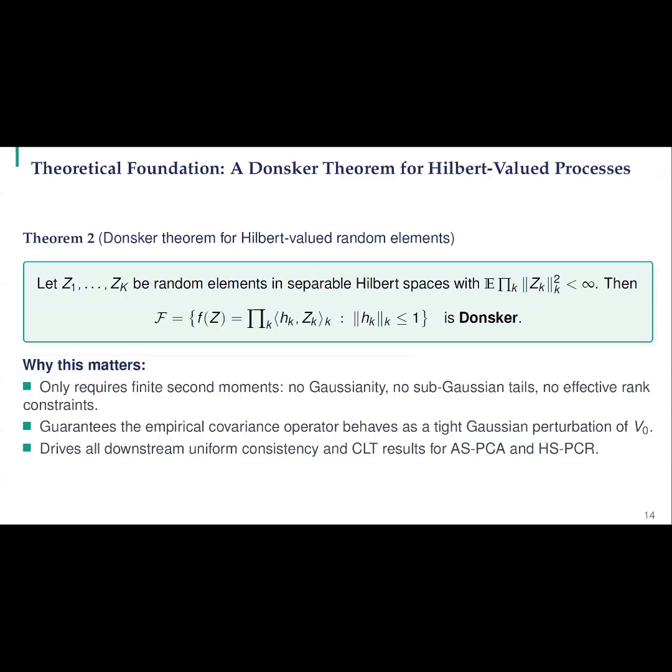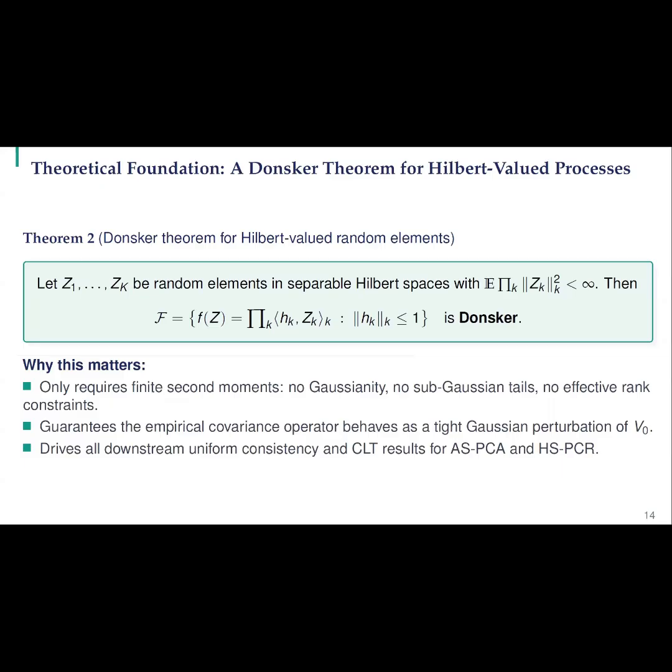Let Z1 to ZK be random elements in separable Hilbert spaces. They don't each have to be the same Hilbert space. Assume these are mean zero. They have to be mean zero at this stage; we'll allow for a general mean in just a moment. Take the squared norms, the product, and have that be finite. When you do a covariance, you need the product of Z squared, so that gives you the fourth power.